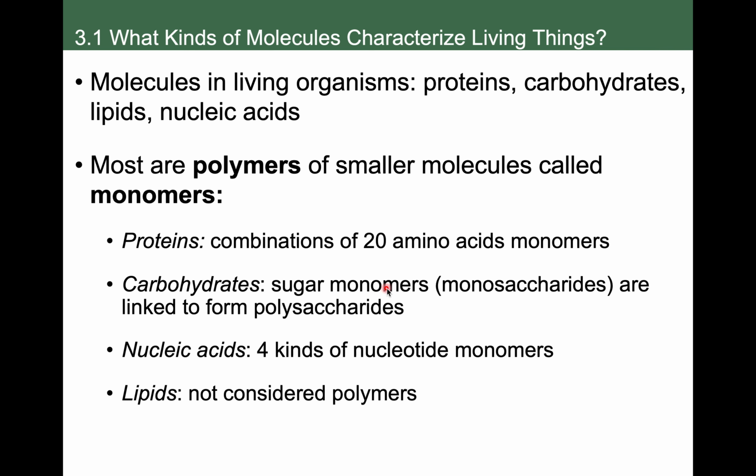Carbohydrates are built out of monomers called monosaccharides or simple sugars. We link those to form polysaccharides. That would be the polymer form of carbohydrate. And nucleic acids are built out of monomers called nucleotides. There's four different nucleotides.